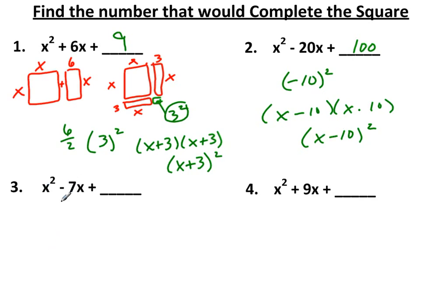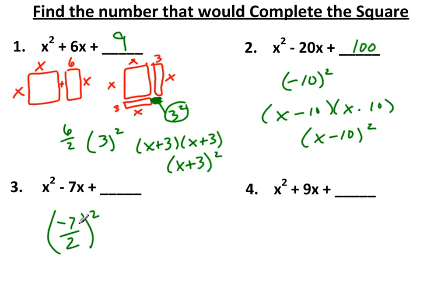But what if my middle term is not even, where dividing it by 2 does not give me a nice integer? There's no problem with that. If I take negative 7 and divide it by 2, I just get negative 7 halves. But remember, that's the dimension of our square, or one of the sides. But I need to square that to get my little area, to complete the square.